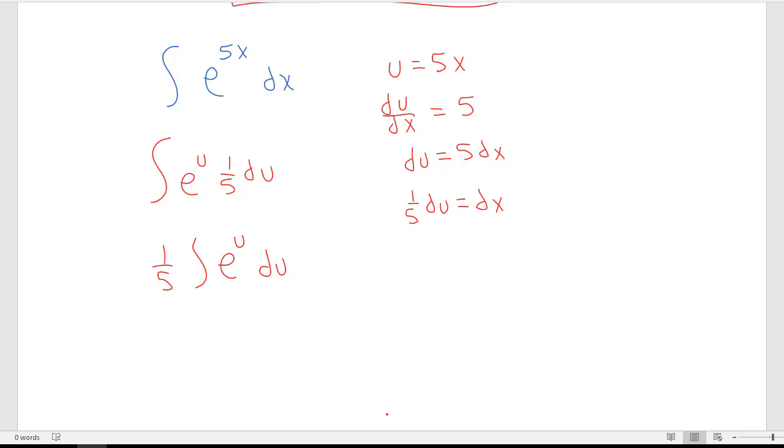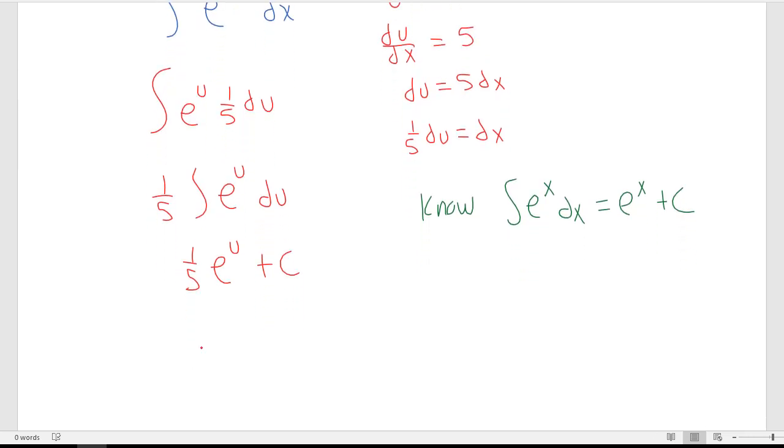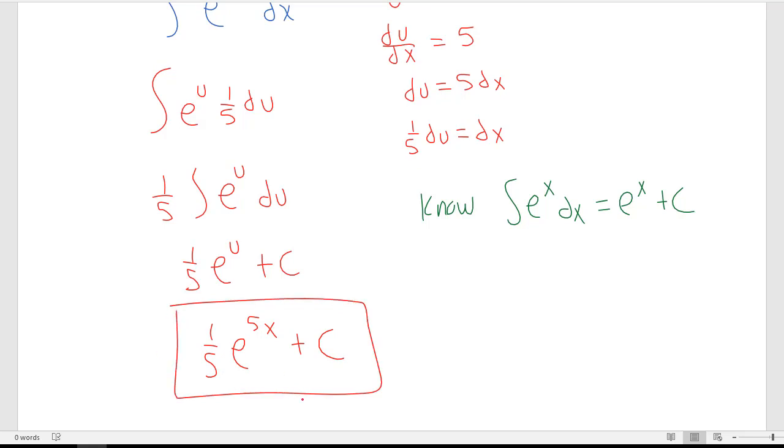All right, and then what's the integral of e to the u? Well, again, let me switch to green real quick. We know that the integral of e to the x is e to the x. So that's really what we have here. E to the u du will be e to the u. So I really have 1/5 e to the u plus c. And then I'm going to plug back in what my u is, 5x. So I have 1/5 e to the 5x plus c. And there is the antiderivative, there's the integral we were originally given, evaluated.